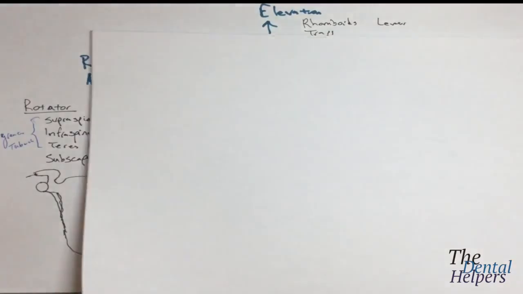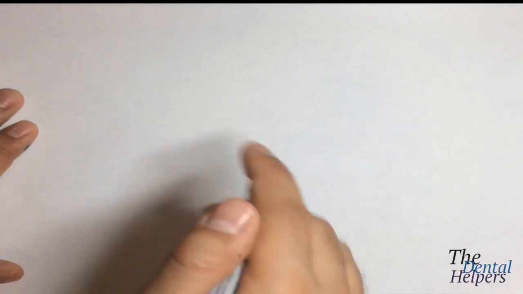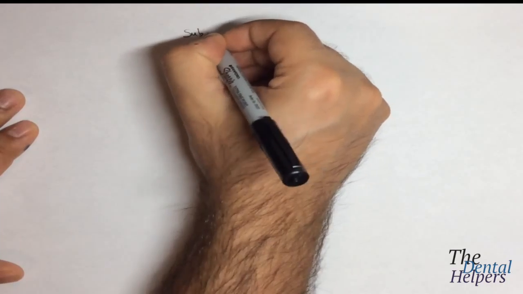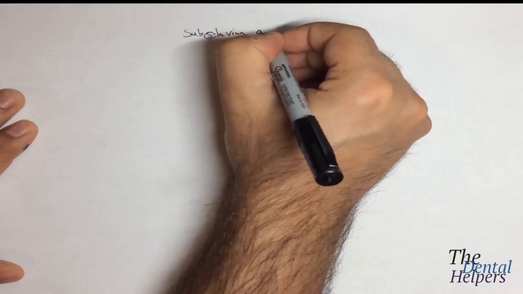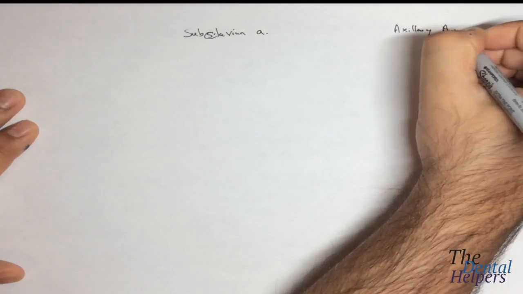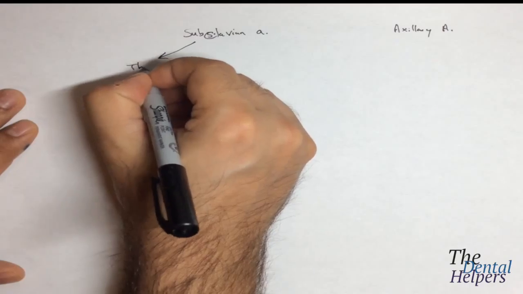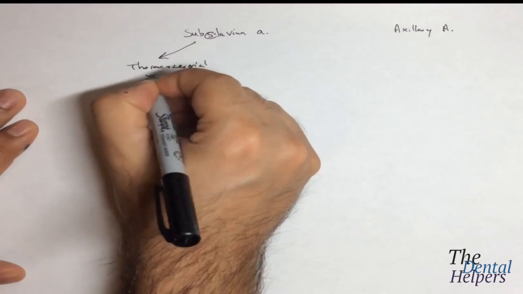So next we're going to look at how the blood flows. So an easy way, I kind of decided to look at it basically like a flow chart. So you have two main sources of blood that are going to come in. You have the subclavian artery and the axillary artery. The subclavian goes into the thyrocervical, sorry, the thyrocervical trunk.